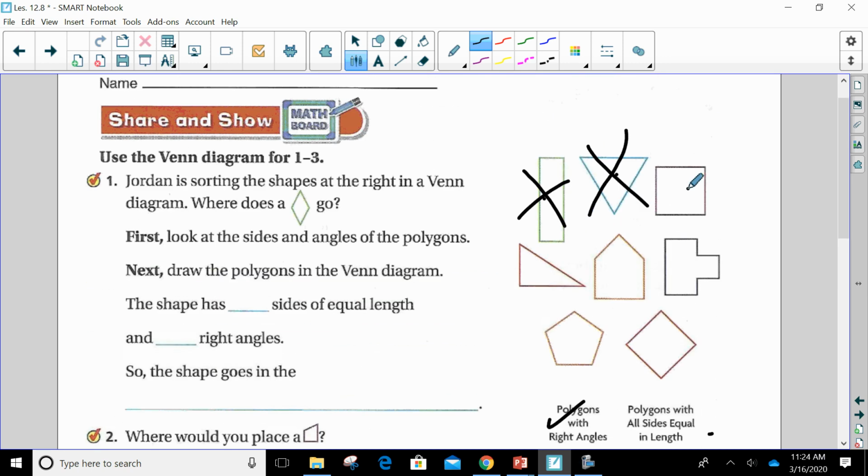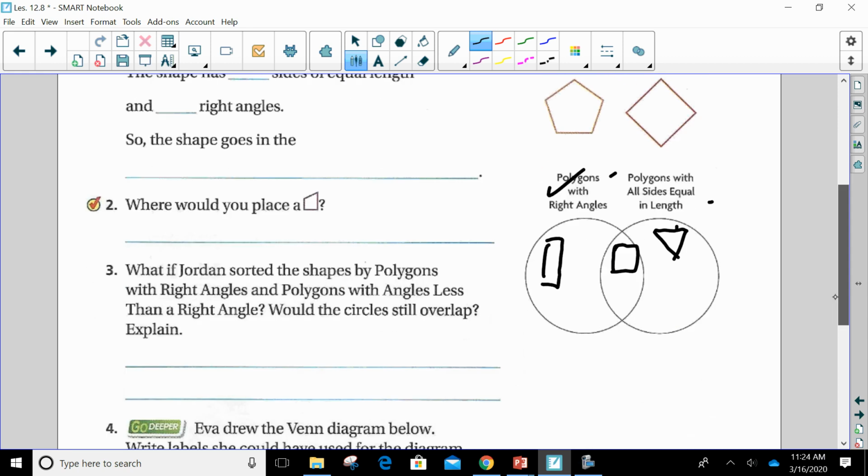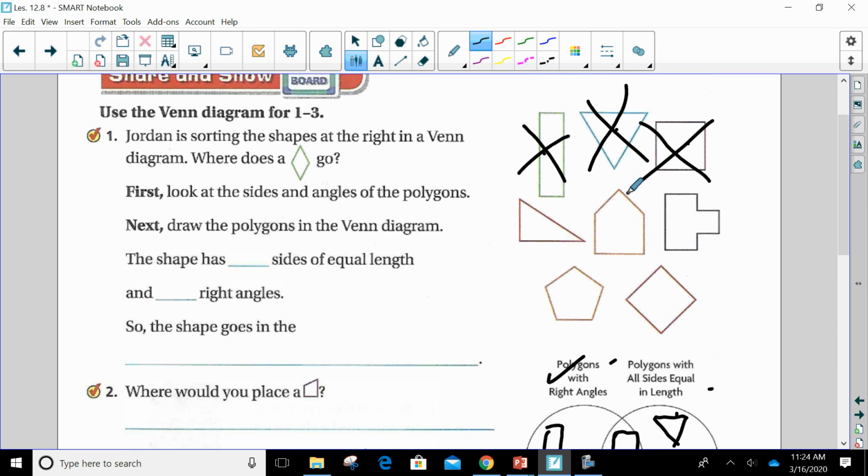Okay, what about this guy? The square. Well, it's a polygon with right angles, yes. And it has all sides equal in length. So I'm going to put the square in the middle. Mrs. Keith's world, that is a square.